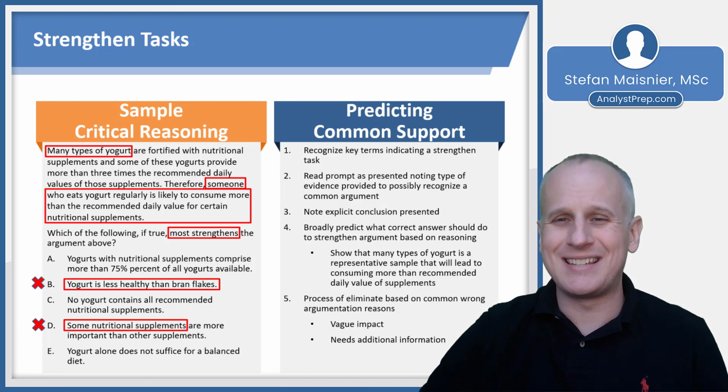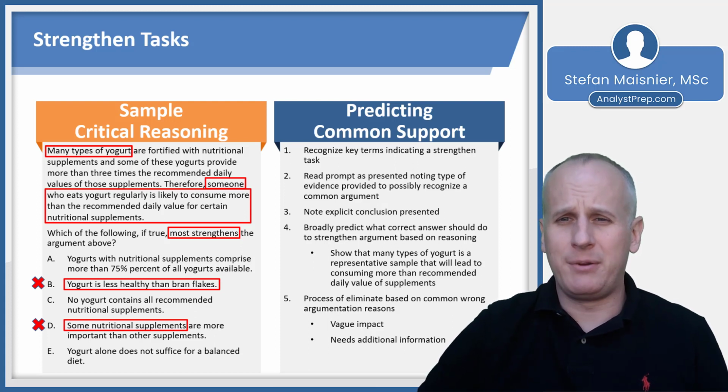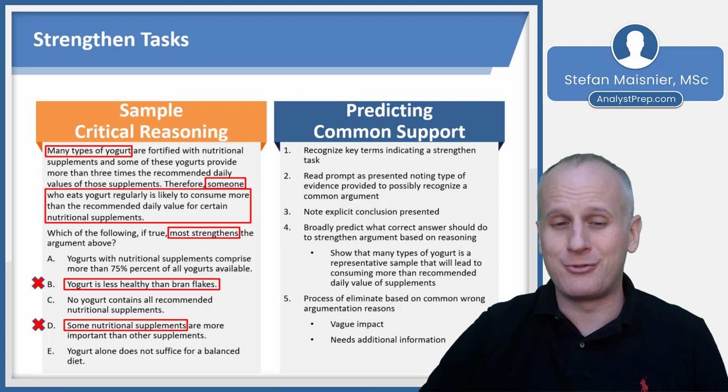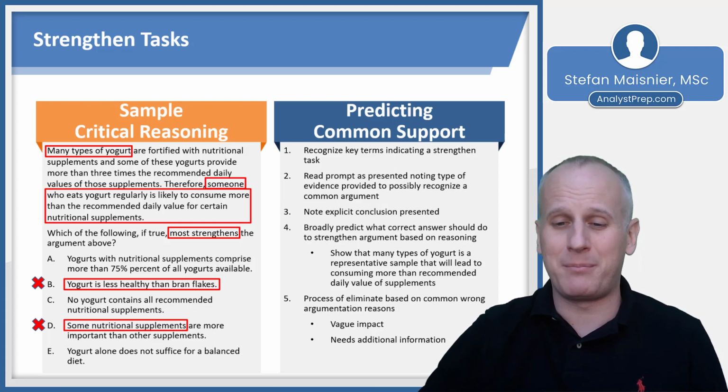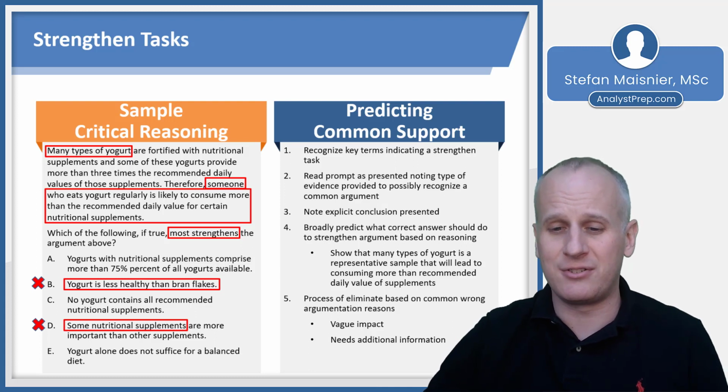Then we want to consider things that need additional information, such as choice B, which introduces the idea that yogurt is less healthy than bran flakes. Okay, I don't know how healthy bran flakes are. And you can't use outside knowledge if you happen to be a regular eater of bran flakes and know their nutritional value. You have to stick to what is presented in the argument, and we know nothing about bran flakes, so choice B definitely needs additional information to properly evaluate whether it would strengthen the argument, so we can eliminate B as well.